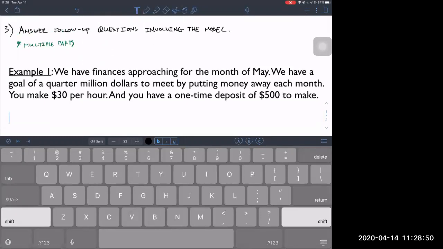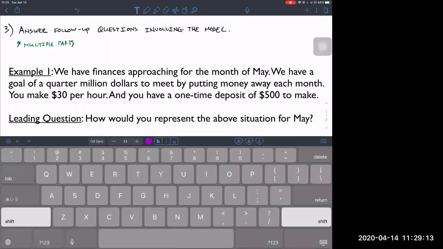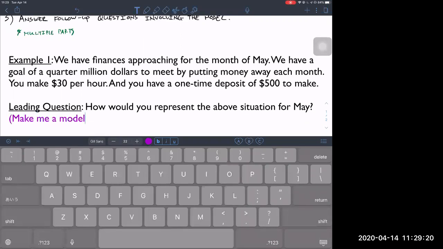So then normally you'll have a question that I write that says something like this. I call it the leading question, if you will. And it will always more or less be of this statement: How would you represent the above situation for May? And what that translates to is basically, make me a model.